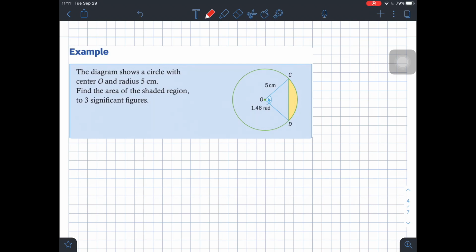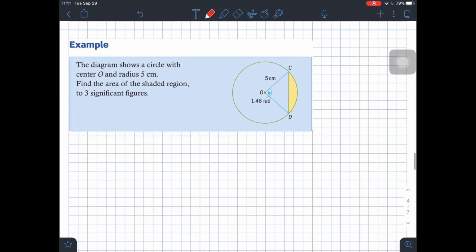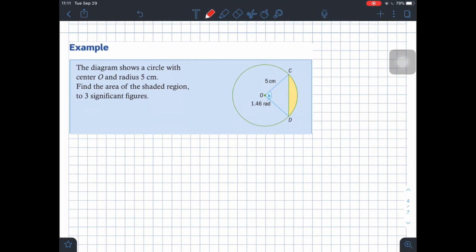Okay, so that's exactly what I need to do. So let me write that down. We can say that the area of the segment is equal to the area of the sector minus the area of the triangle. Let me write this as triangle OCD. So that's what I need to do.